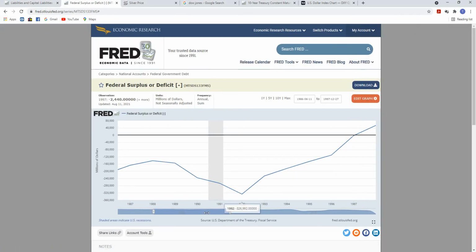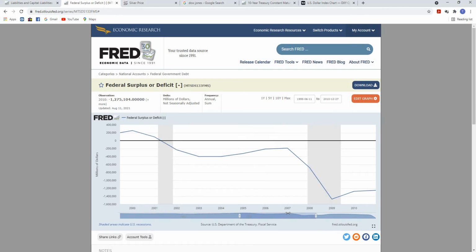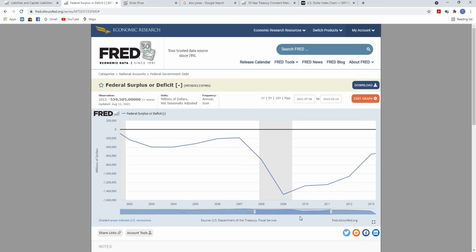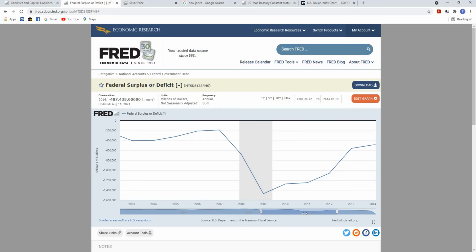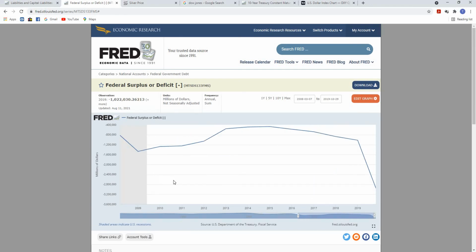So the federal deficit on an annualized basis, of course, has been consistently negative for the past 20 years. Thank you, George W. Bush. Thank you, Barack Obama. Thank you, Donald Trump. And thank you, Joe Biden. But particularly in the last 10 years, we've been having huge amounts of deficits come through.